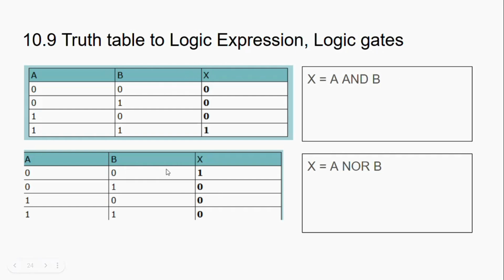Is it the reverse of the OR gate? What is the reverse of the OR gate? That is the NOR gate. X is equal to A NOR B. That means all the truth tables and the logic of the logic gates should be on your fingertips.